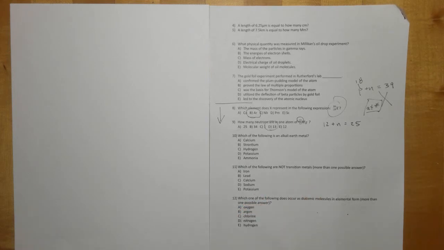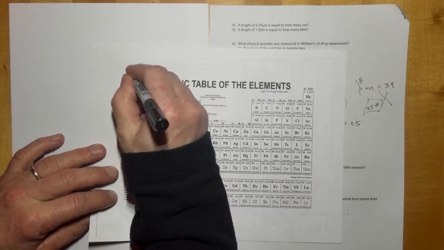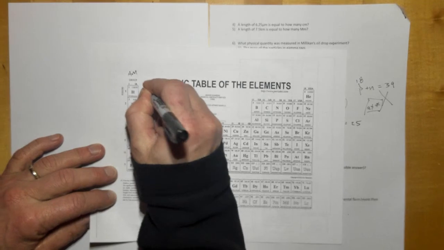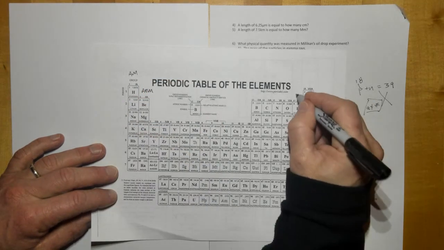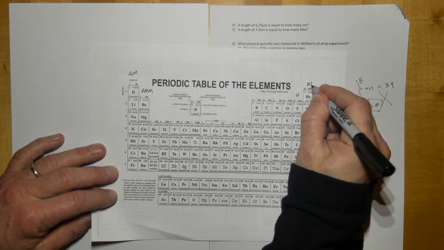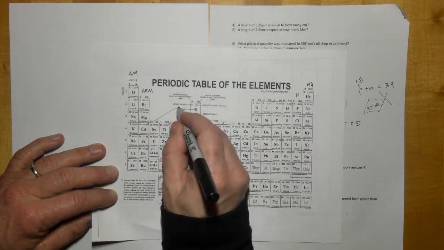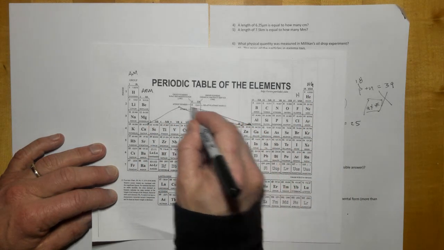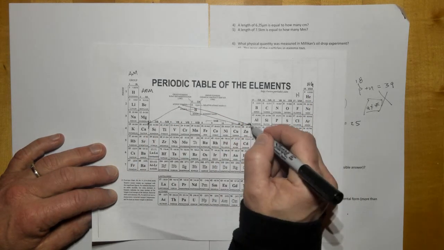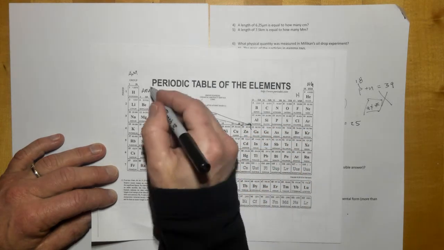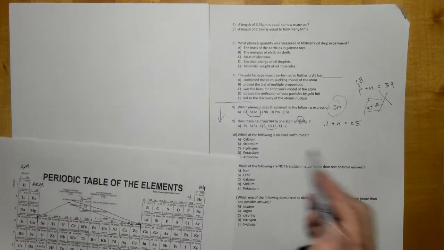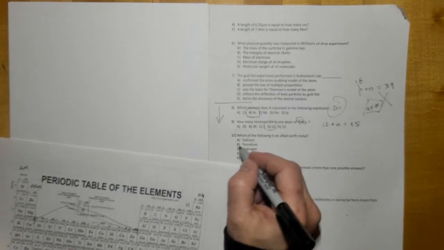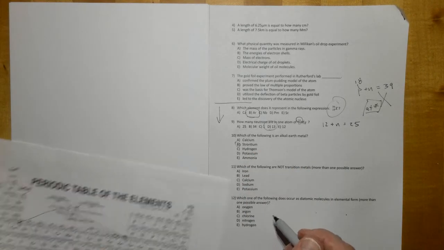Which of the following is an alkali earth metal? So remember, on the periodic table, these are the alkali metals, these are the alkali earth metals. Other ones that you need to know, these are halogens and these are noble gases right here. And remember, these are called the transition metals, all the way from 3 to 12. And so these are the alkali earth metals right here, and so you match up one of them with it, and I believe it's strontium right here.